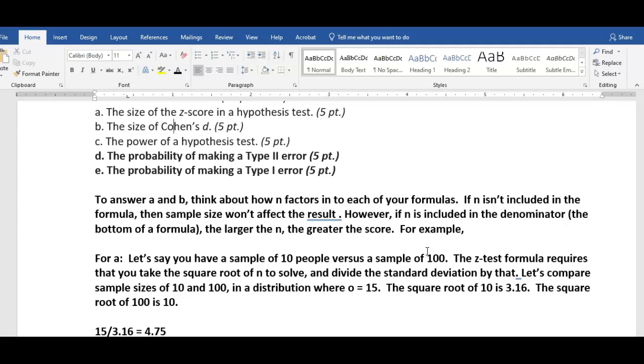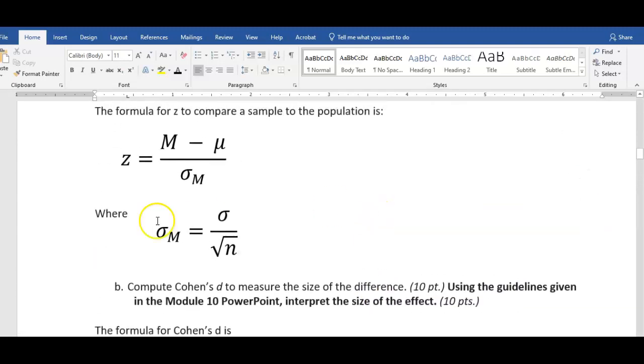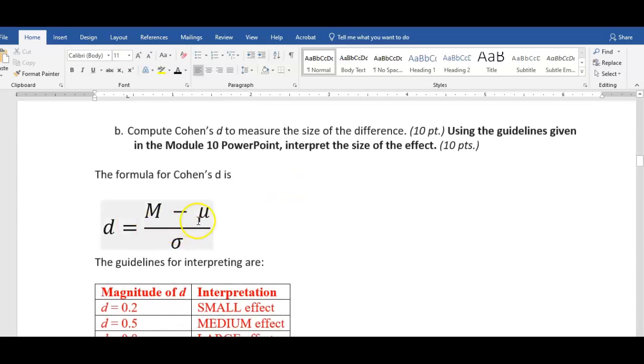However, if n is included in the denominator, that means the bottom of the formula, the larger the n, the greater the score. And let me show you how. First, let's refresh our memory on the formulas. So z, it's hard to see here, right? The z is just the mean of the sample minus the mean of the population divided by the standard error of the mean. But remember, standard error of the mean is the standard deviation divided by the square root of n. That's going to be important here, and let me show you why. For d, notice there is no n anywhere in there.